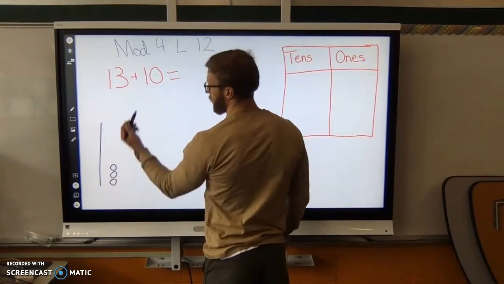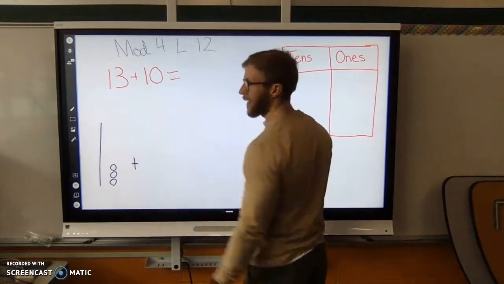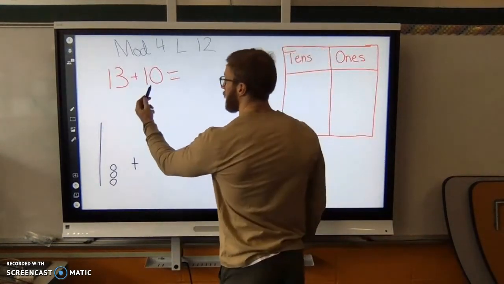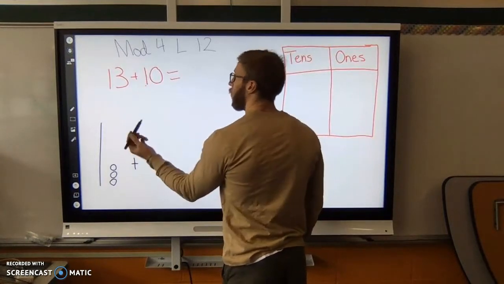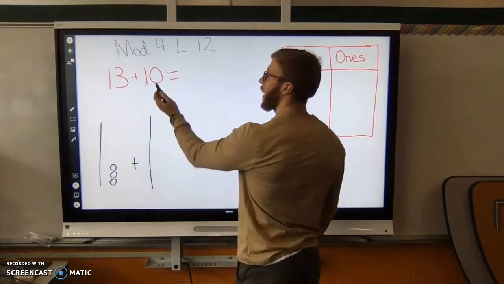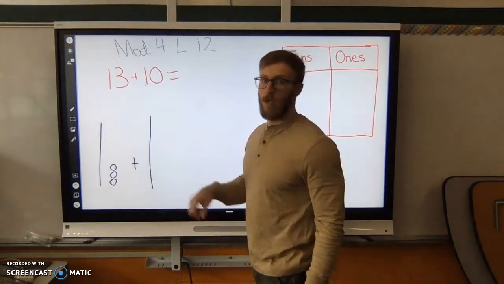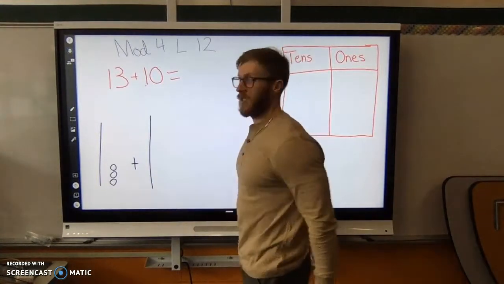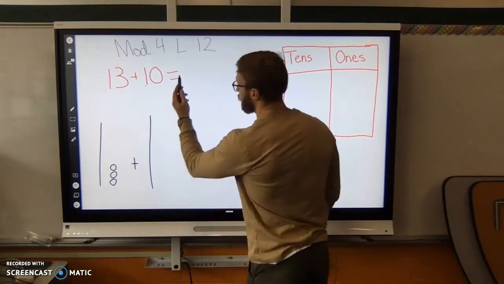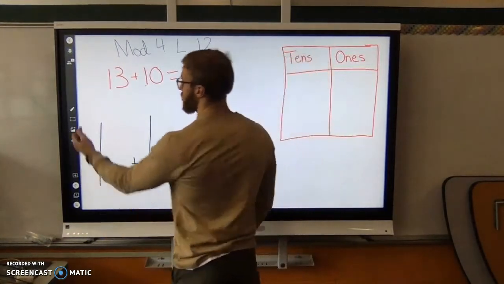Now I move over to my plus sign. I'm going to just bring that down. Now I see my next number, and I need to show that in picture form. So let's look. How many tens do we have? 1 ten. So we draw 1 ten. Do I have any ones? I have 0 ones, so I don't need to draw any. Because the second I draw a 1, that means I have 1 one. But I have 0. So then we just bring down our equal sign. Okay? But we are not done.